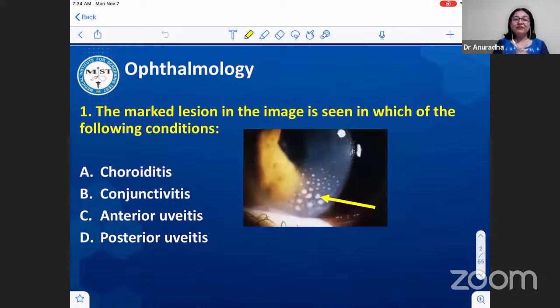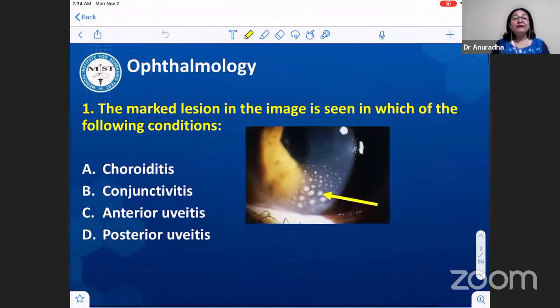So the first question of the day is an image-based question. I have seen in the last few exams, they have been giving you an image and asking you to name the lesion which has been marked there. The question is: the marked lesion in the image is seen in which of the following conditions? The choices are choroiditis, conjunctivitis, anterior uveitis, posterior uveitis.